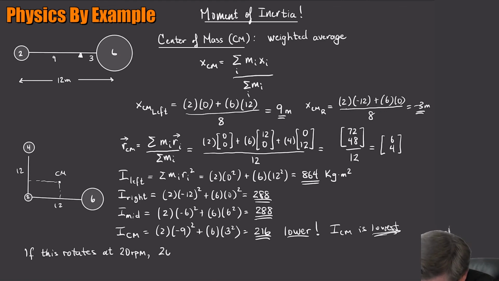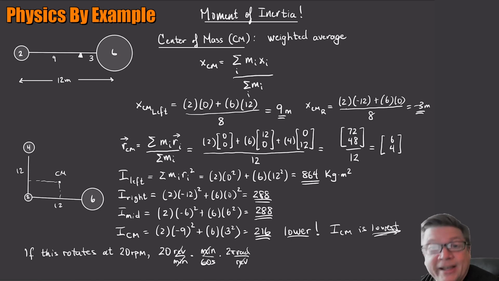20 revolutions per minute. I want to convert to radians per second, right? So I got to get rid of the minutes. Minutes, 60 seconds. Okay, so minutes goes away. So now I have revolutions per second, but I want radians, not revolutions. So then I have to multiply by 2 pi radians per revolution. Now I got it. Now I got radians per second.